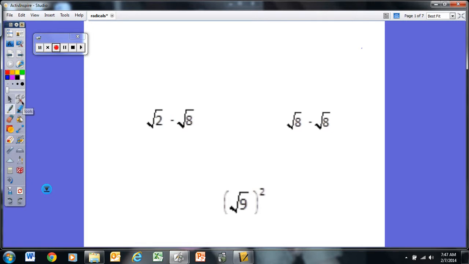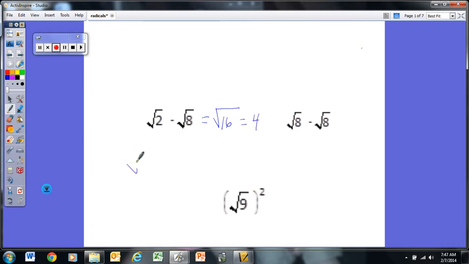It's kind of like factoring. You're taking something and you're breaking it down into simpler terms. But there's some rules you have to know first. The first rule is when you multiply something under a radical by something else under a radical, you simply keep the radical and multiply the numbers underneath, which gives you the square root of 16. Well, what is the square root of 16? The square root of 16 is 4.